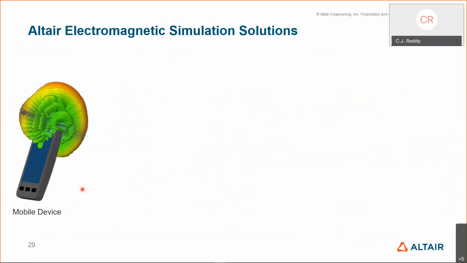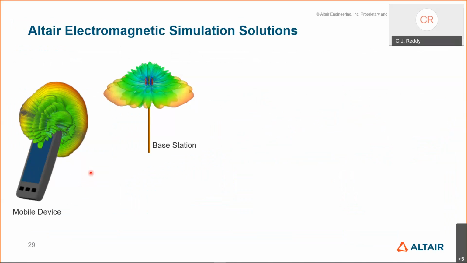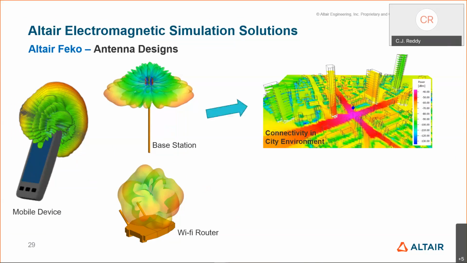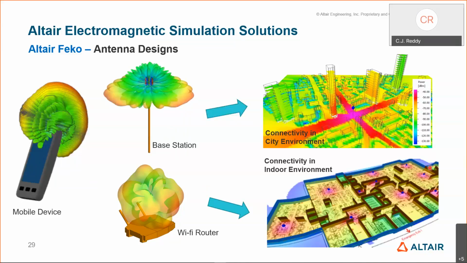So let's say you have a mobile device. You can do the analysis of the mobile device with antenna pattern with Feko. Same thing with the base station or Wi-Fi router. And of course, if you have a base station, for wave propagation, you put the base station as a source and then compute the power distribution in a city environment. Same thing with the Wi-Fi router at home or at office. You have these Wi-Fi access points, and you can compute the coverage of the Wi-Fi in an office or a home environment.